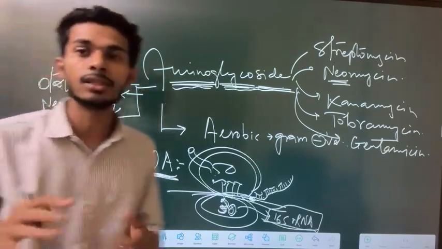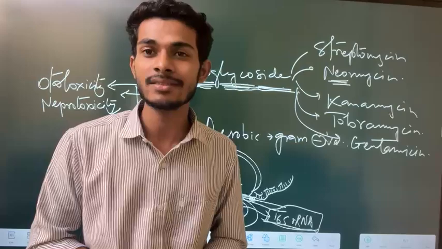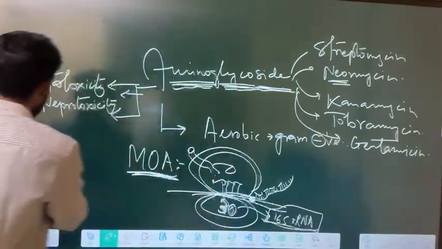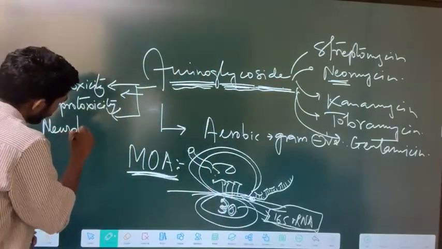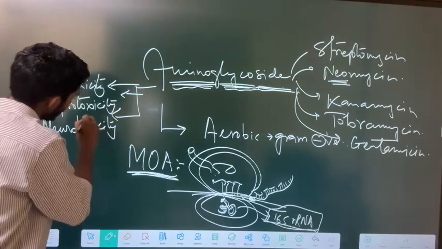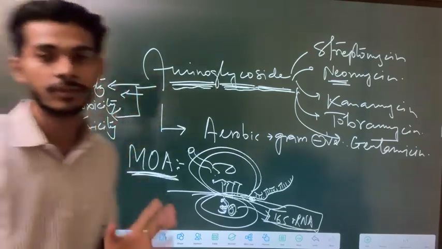Nephrotoxicity. And it will leave you paralyzed. So paralyzed means neurotoxicity. These are very important. Neurotoxicity. These are the most important side effects, or unwanted effects, of aminoglycoside.